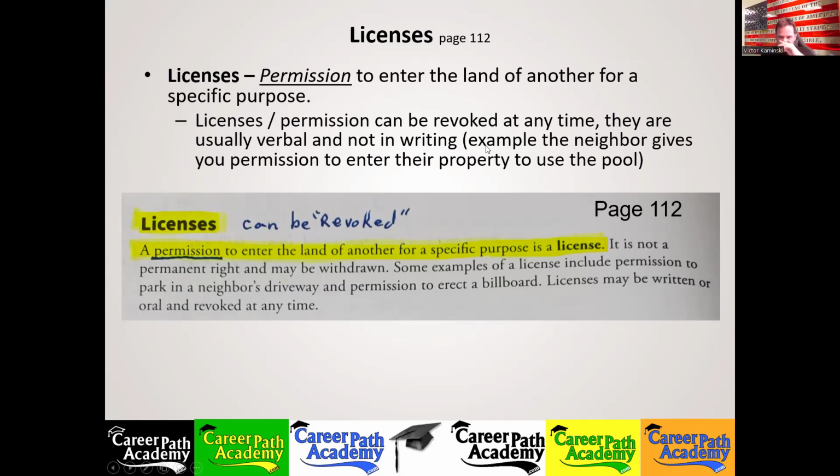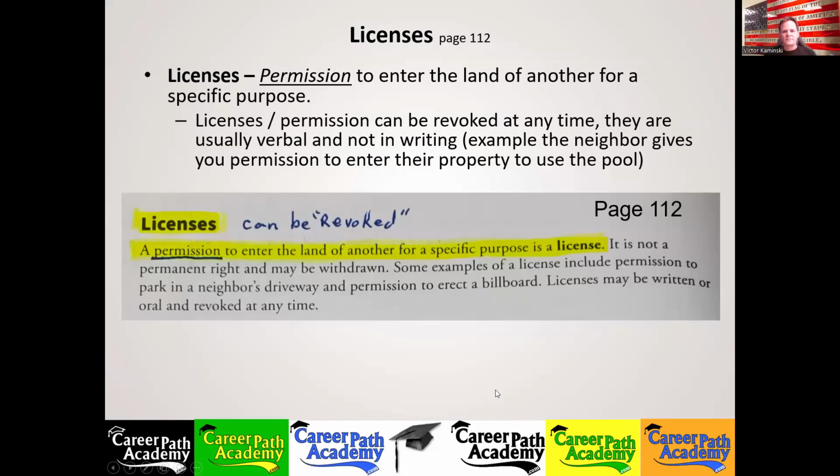Here's an example of a license. Hey, neighbor, feel free to come over to my house. You can use the pool anytime you like, even if I'm not at home. I just granted you a license to come over to my house and hop in the pool, take a dip if you want. Now we get into an argument. I don't want you on my property anymore. I just revoked your license, and it's as simple as that. It doesn't need to be in writing, not like easements. Okay?